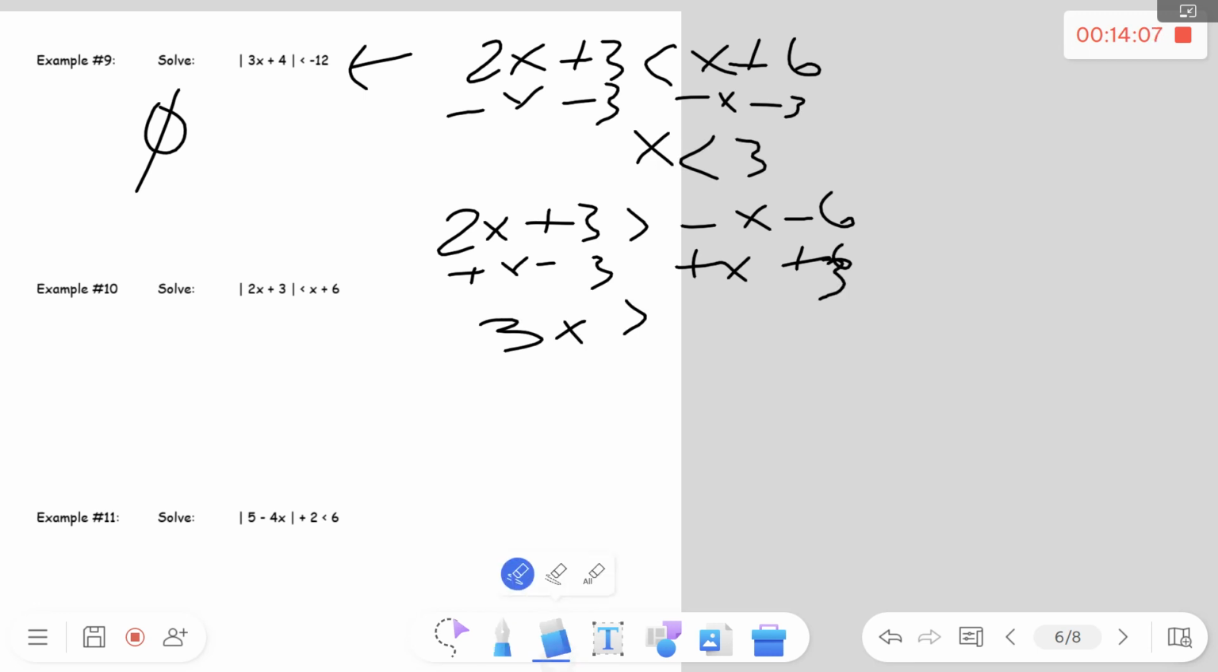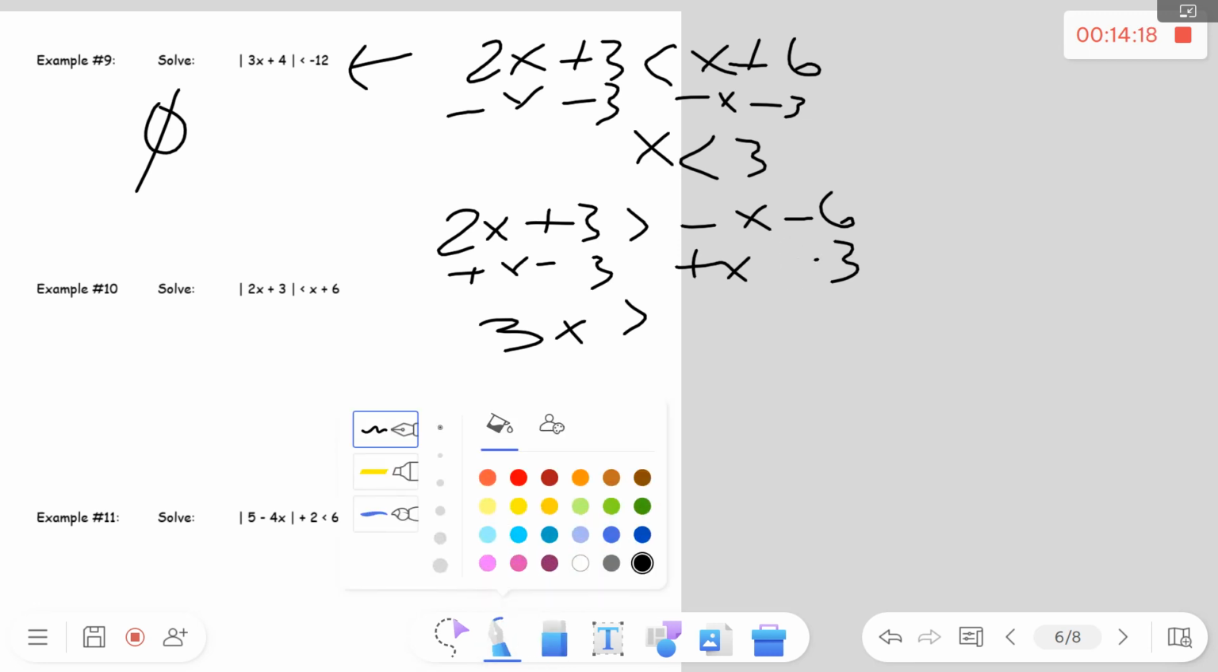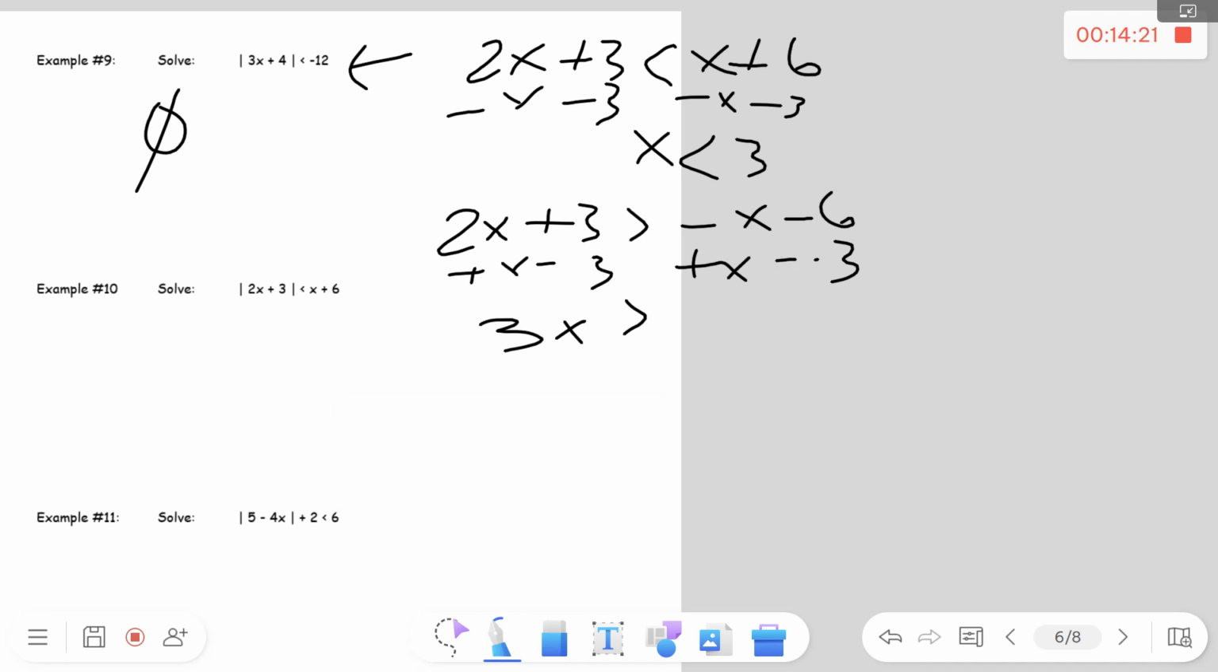Let me erase that. This is a 3. And it's going to be minus 3. Sorry, ladies and gentlemen. Minus 3. You have 3x on this side. This cancels. This cancels. It's going to be negative 9. And x is going to be greater than negative 3.